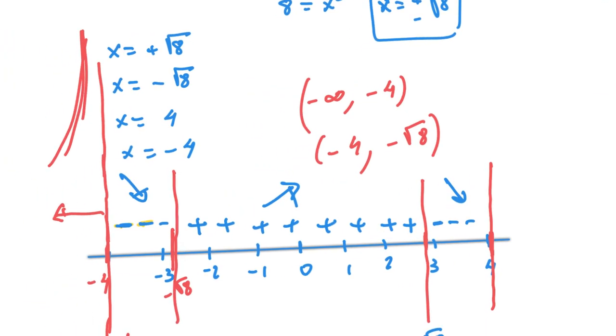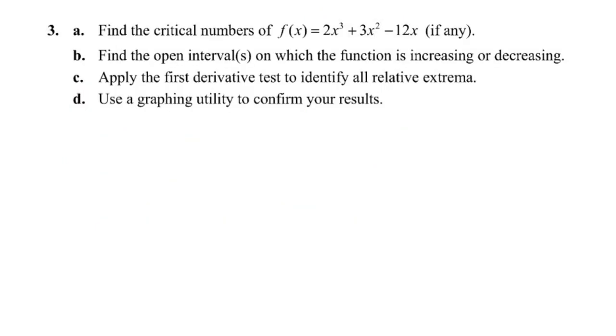So we have analyzed these intervals. The function decreases on the interval from minus 4 to minus square root of 8. It increases on the interval from minus square root of 8 to plus square root of 8. These are the critical points. And between these two critical points, plus square root of 8 and 4, the function decreases. So that's the result. Now a new problem, very similar.